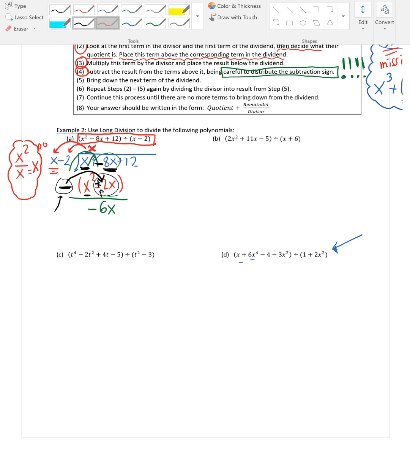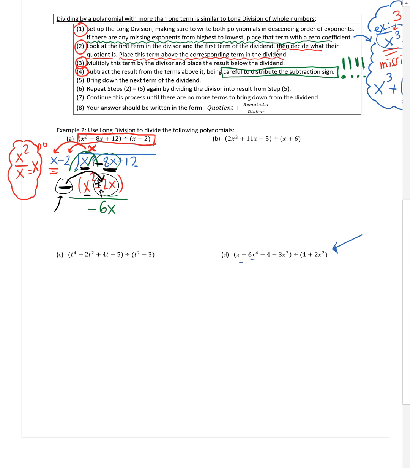Alright, that's the trickiest part. It'll get easier the more of these we do, though. And then the next step, we've subtracted, and we were careful to distribute the negative. Now the fifth step is we're going to bring down the next term. So you've already taken care of the x squared and the 8x. The last term here is a plus 12.